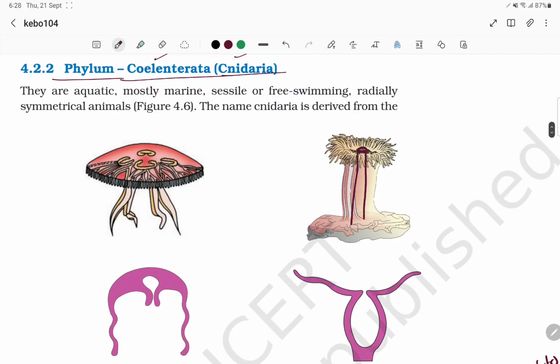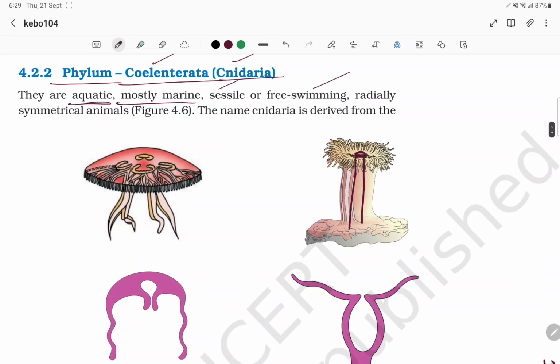Coming to this topic, these are exclusively aquatic. You can't find any terrestrial ones. This is for sure. They are mostly marine, but there are a few freshwater ones also. Some are sessile. If you see sea anemone, Hydra, Obelia, they are sessile organisms, while others are free swimming. Coming to Adamsia and Aurelia. Aurelia is none other than the jellyfish. Jellyfish is free swimming. Hydra and Obelia are sessile organisms. These have radial symmetry.